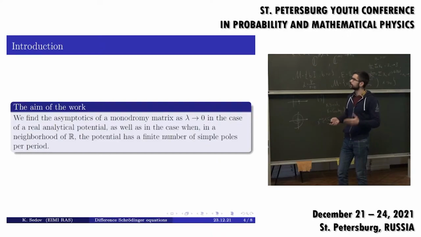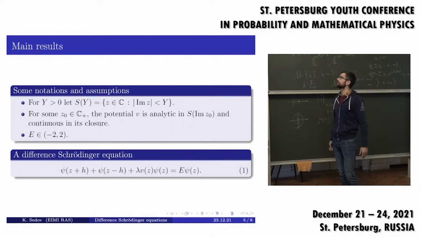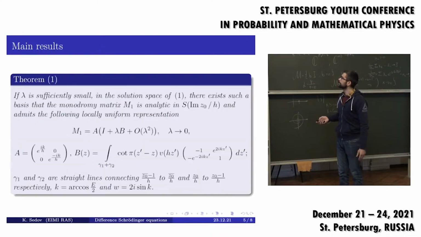We have proved two asymptotic formulas in two situations. The assumption for the first situation you can see here. Firstly, we assume that the potential is analytic in some neighborhood of the real axis, and we make no assumptions on the type of singularities that the potential has on the borders of the analyticity domain. And here, for the difference Schrodinger equation of this form, we get the following theorem. We prove the following asymptotic formula.